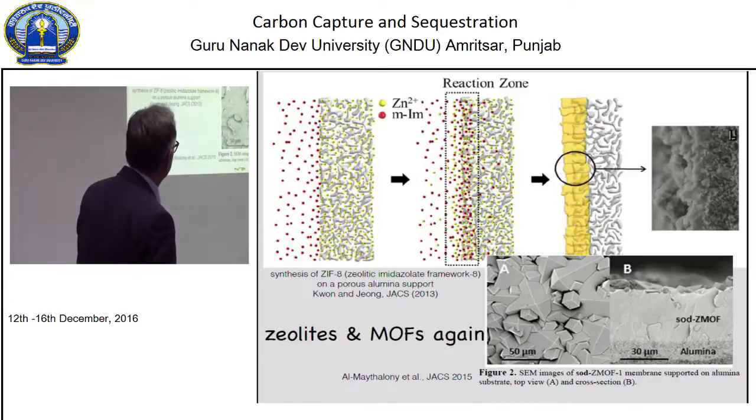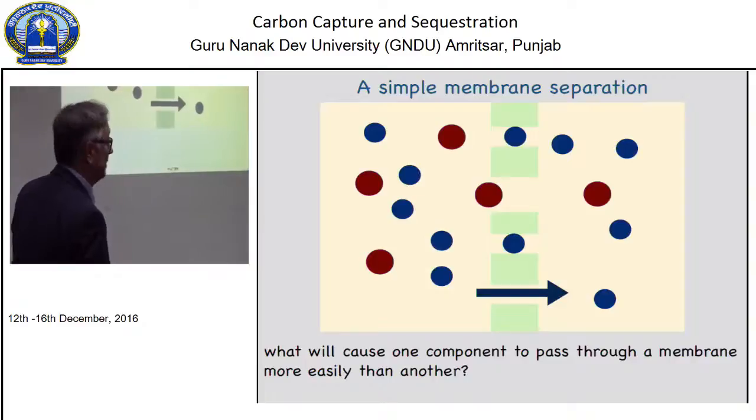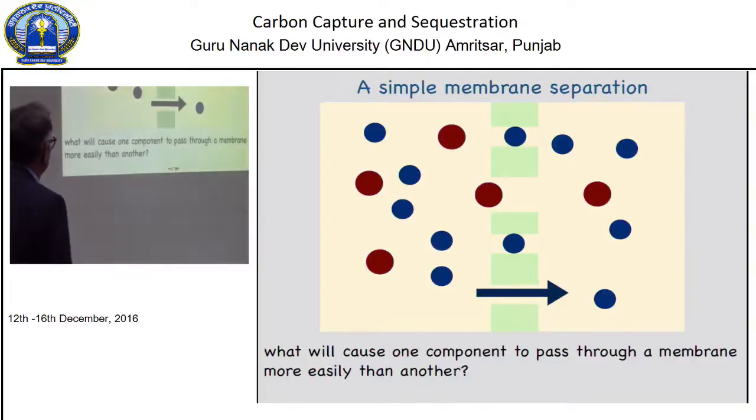such as metal organic frameworks, on a mechanical support, alumina, so that you have the pressure on this end. CO2 is making its way through this end, but not nitrogen. Zeolites and MOFs again. So what does a simple membrane separation look like? What do you think is going to happen, or what determines how these molecules move through?